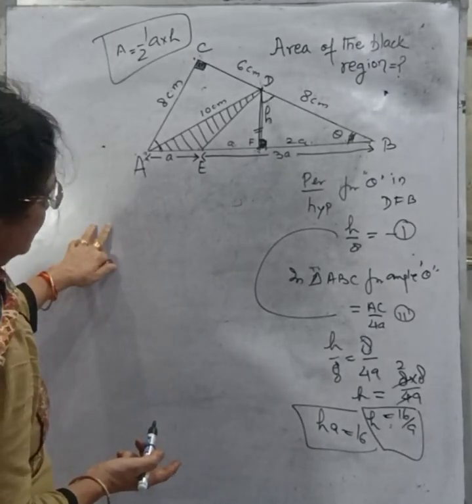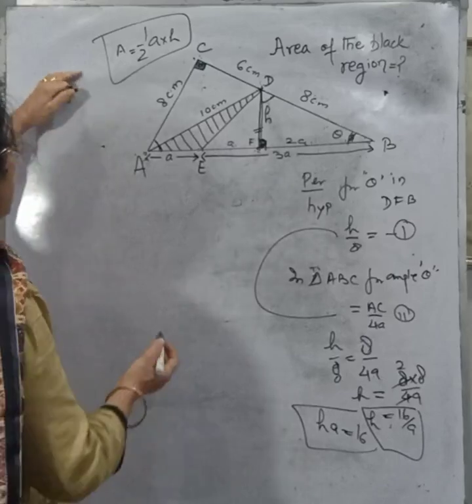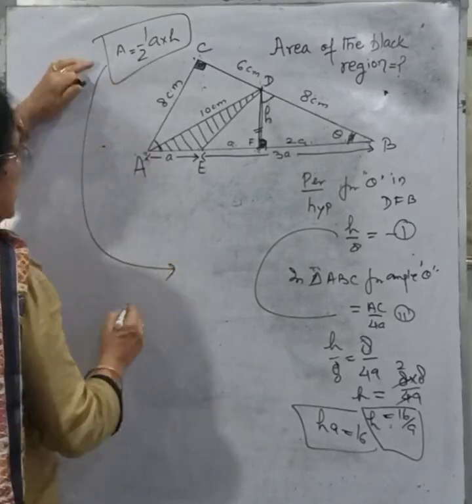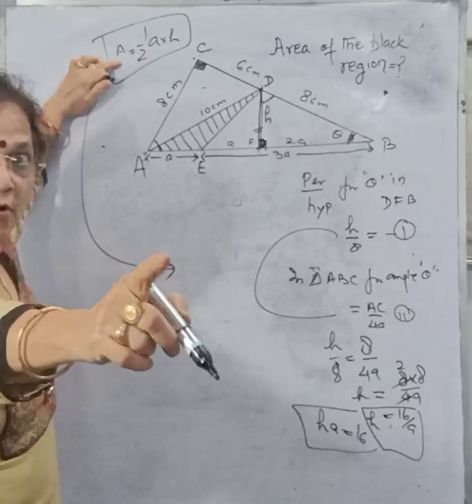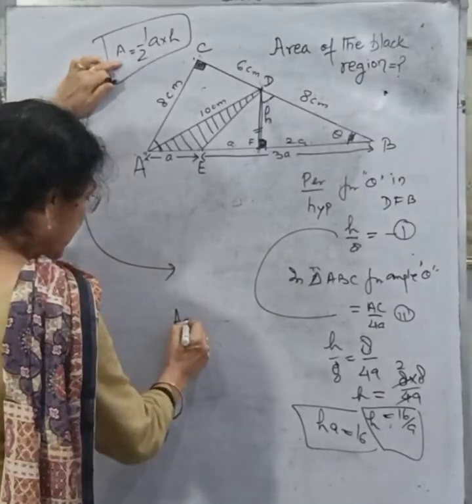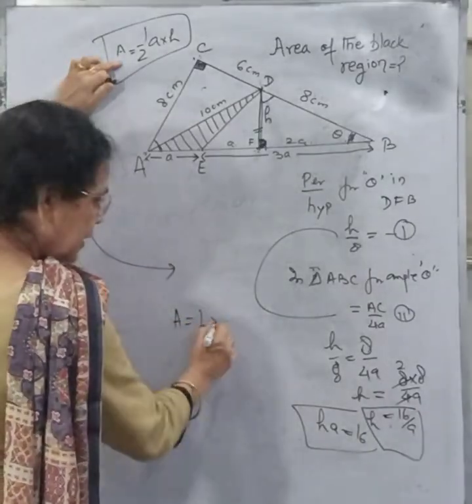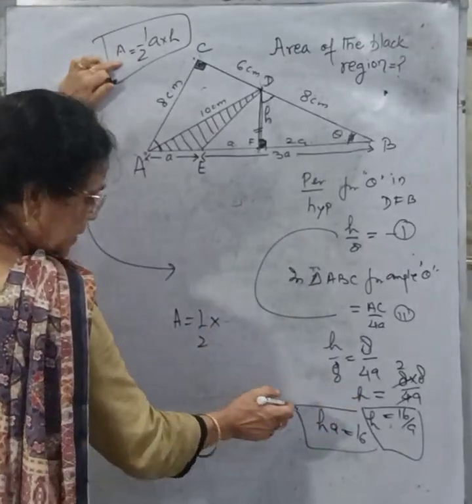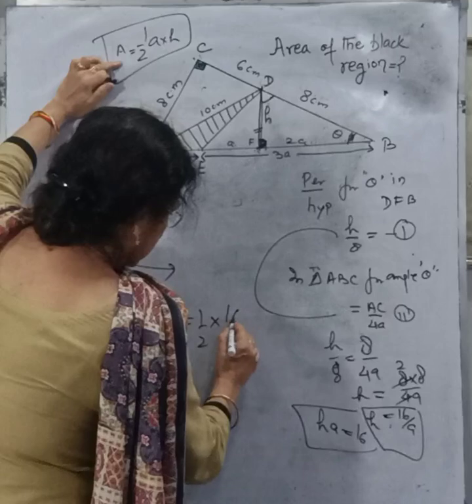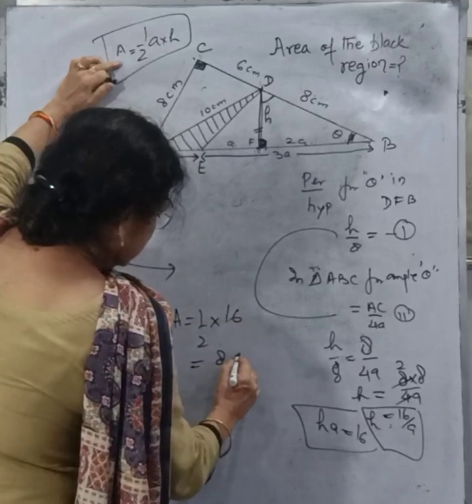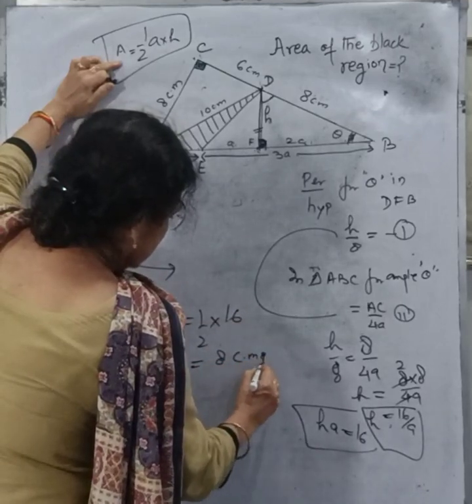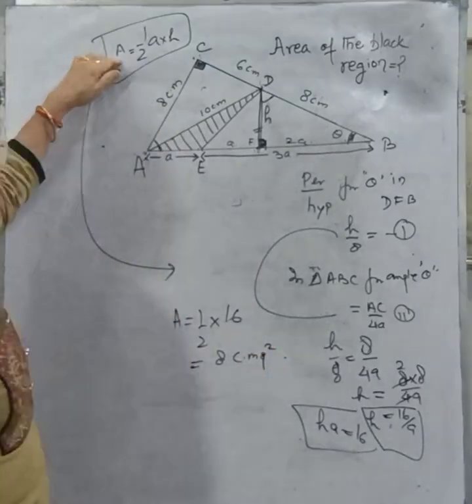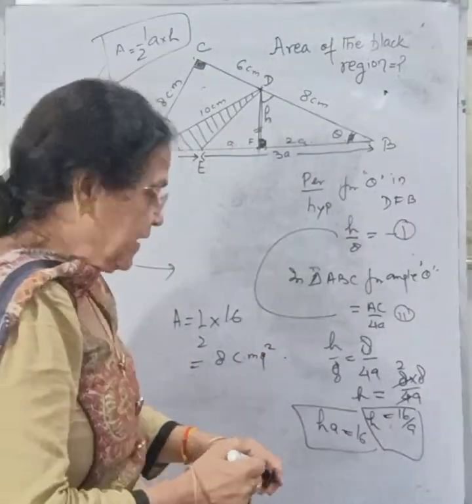When H into A is equal to 16, it means the area which is to be obtained will be equal to 1 by 2 into 16. That is 8 centimeter square. This is the answer. It was easy.